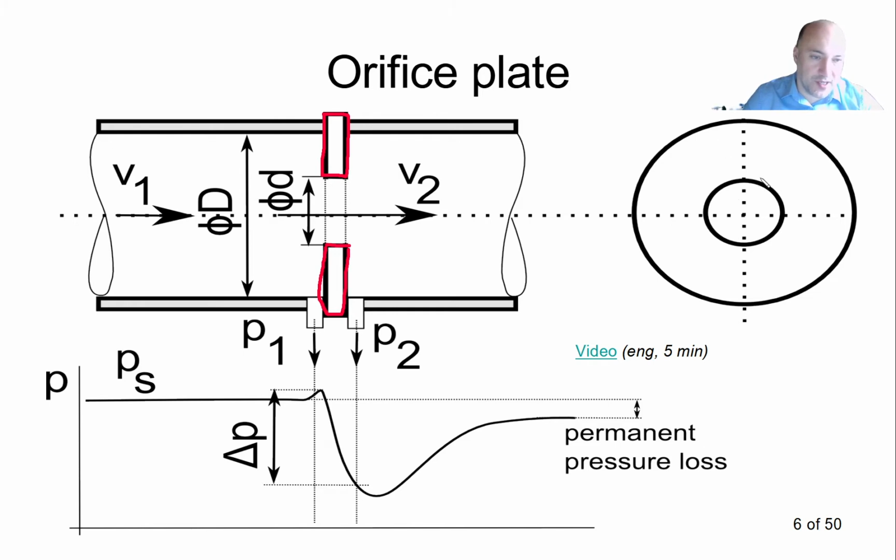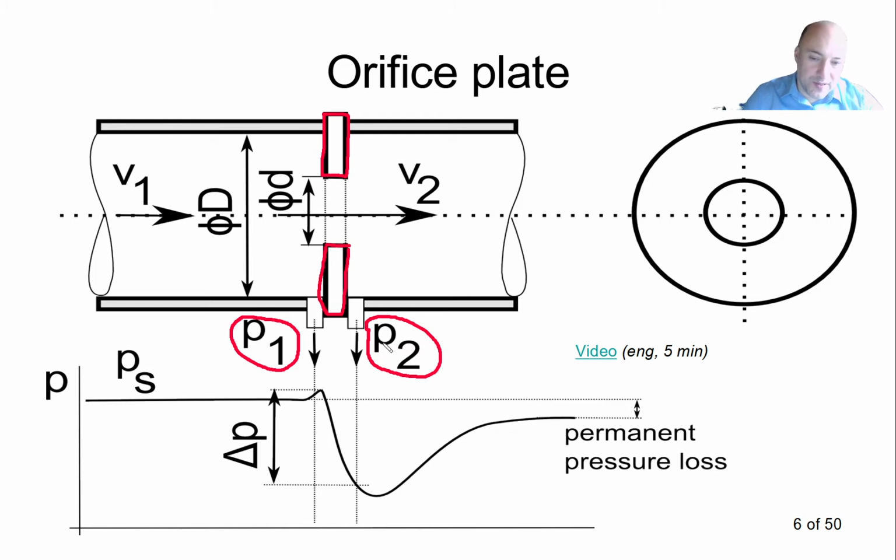It is a disc that has an opening in the middle. So it is like a barrier that is restricting the flow in a pipe, and you will see a pressure difference across the orifice plate. What we measure is the pressure in front of the orifice plate. We'll call that P1, and we measure the pressure after the orifice plate, and we will call that P2.